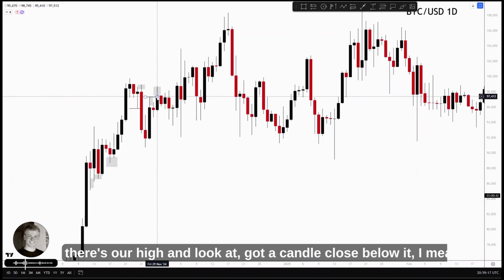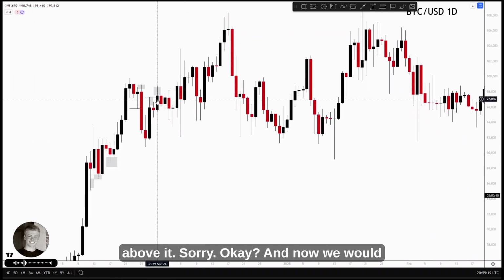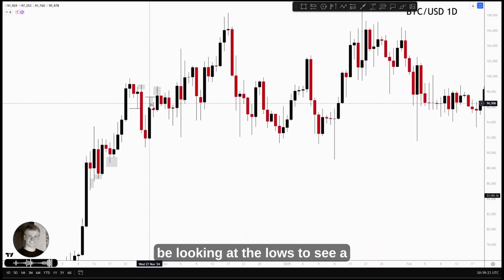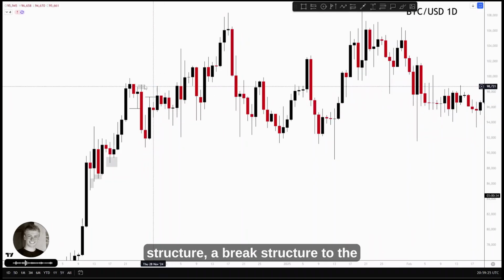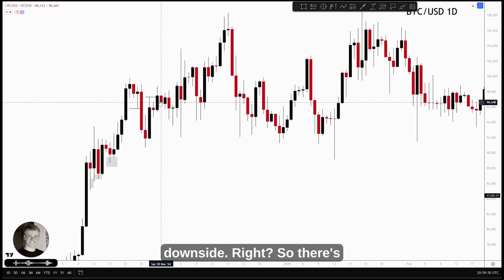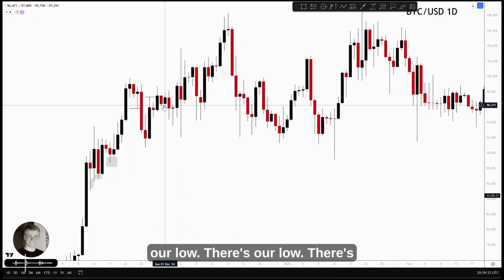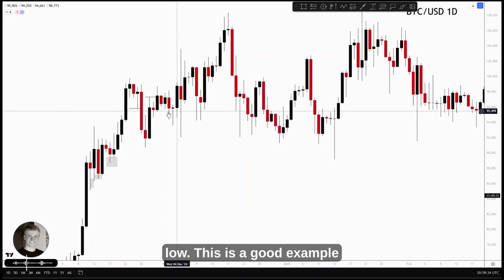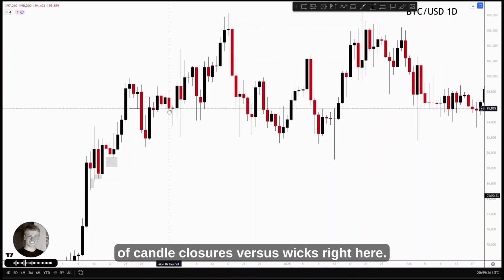Because there's our high, and look, we got a candle close above it. Sorry. Okay, and now we would be looking at the lows to see a structure, a break of structure to the downside, right? So there's our low, there's our low, there's our low. This is a good example of candle closures versus wicks right here, okay?